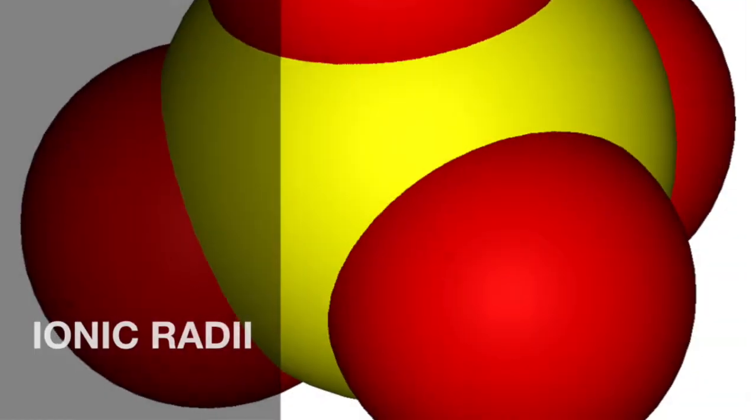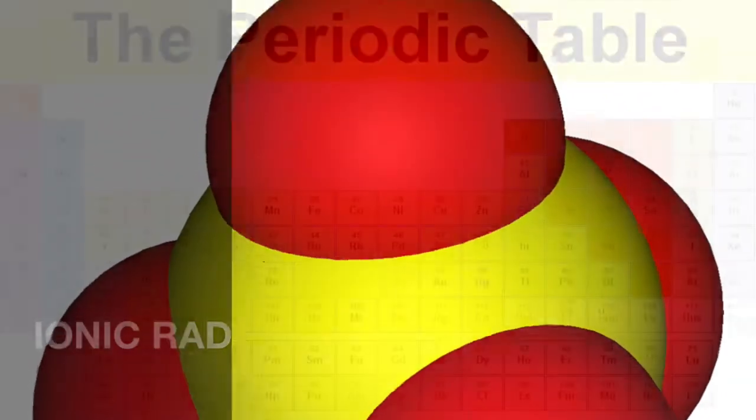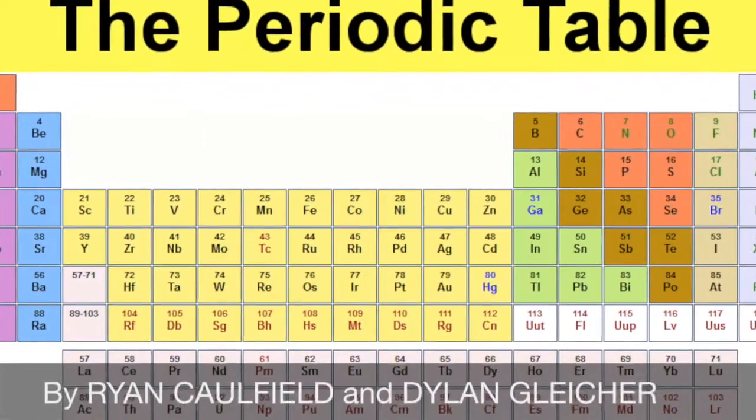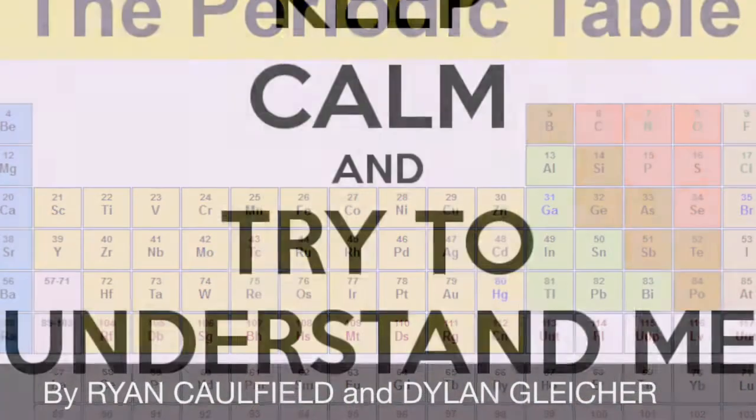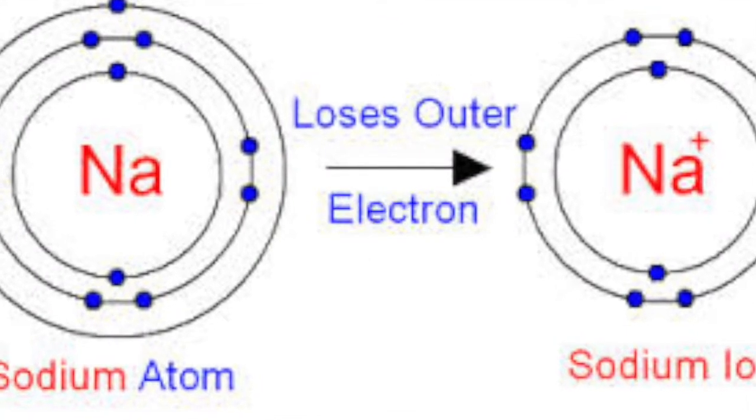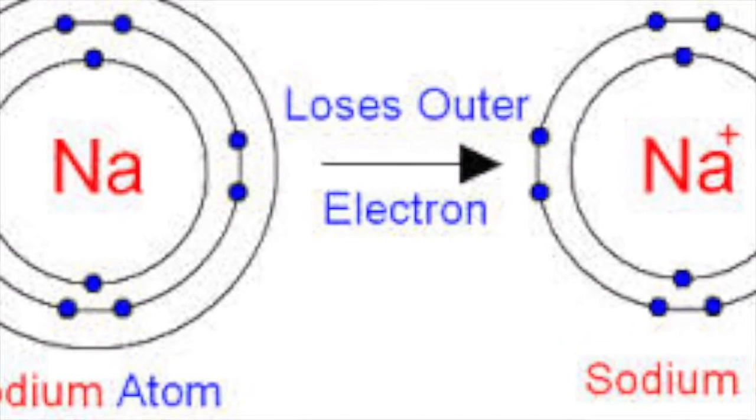This video will explain what ionic radii are and their trends within the periodic table. However, before being able to fully understand what an ionic radius is and what it means, you must first understand essentially how ions work and what an atomic radius is.